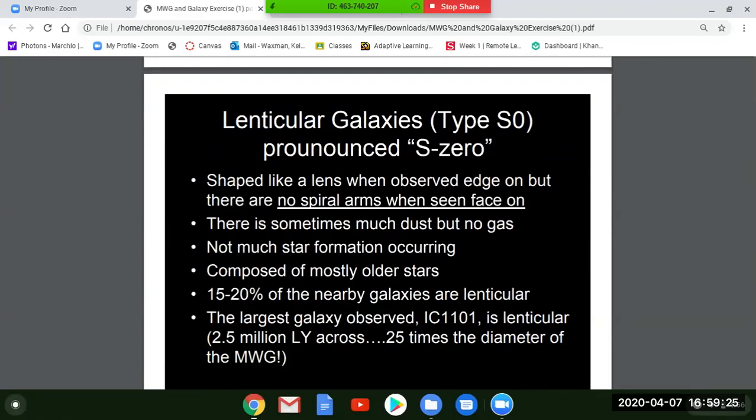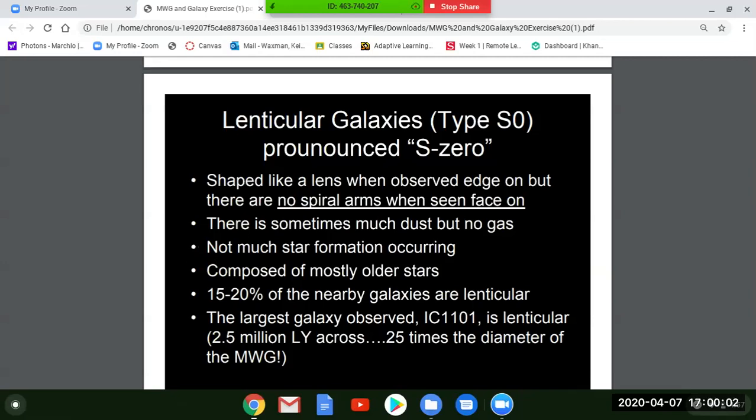Lenticular galaxies, type S0. Now let's talk about these. These are kind of weird. So what do you need to know here? They're shaped like a lens, kind of like a spiral when observed edge on, but there are no spiral arms. They're the shape of a frisbee, or like a flying saucer, but there are no spiral arms. There's sometimes a lot of dust, but there's not gas, so there's not much star formation occurring. These first 3 bullet points are good enough. You don't have to worry about the rest.